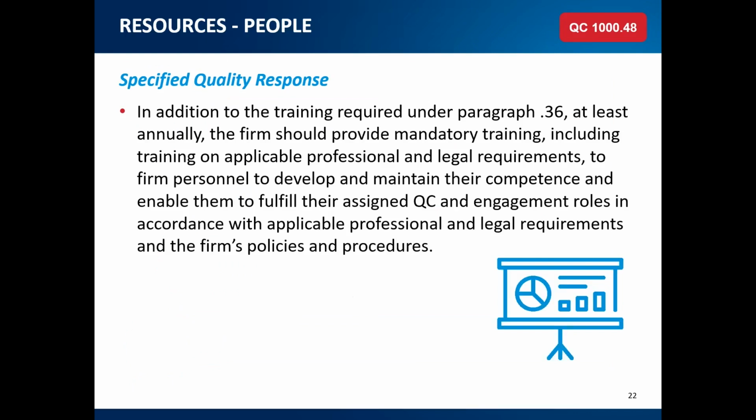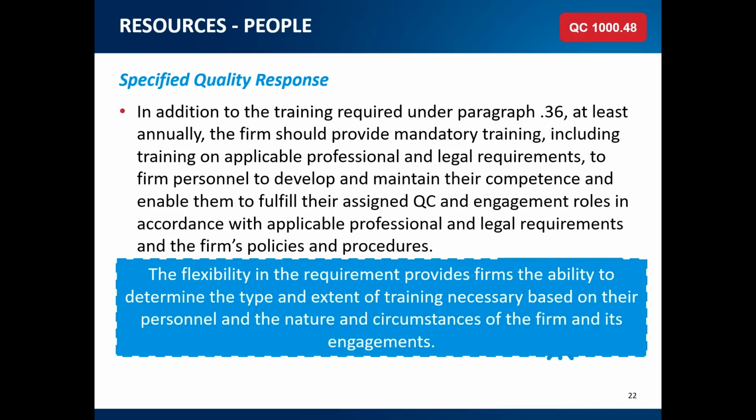QC 1000 requires firms to provide mandatory training at least annually to firm personnel, including training on applicable professional and legal requirements to develop and maintain their competence and enable them to fulfill their assigned roles in accordance with applicable professional and legal requirements and the firm's policies and procedures. This specified quality response provides firms the ability to determine the type and extent of training necessary based on their personnel and the nature and circumstances of the firm and its engagements.